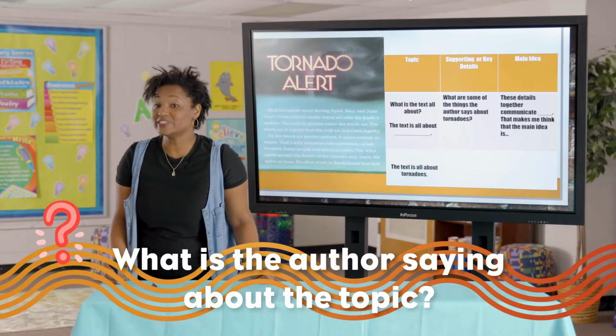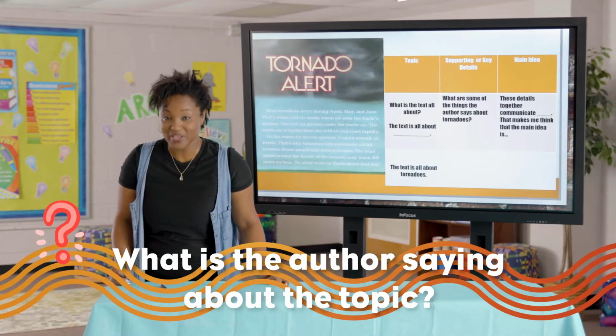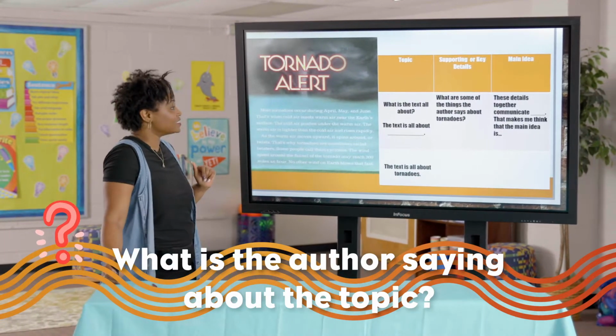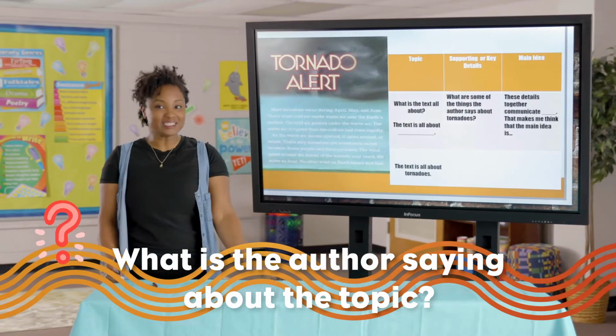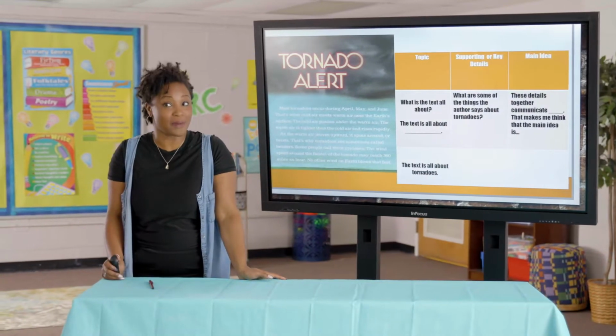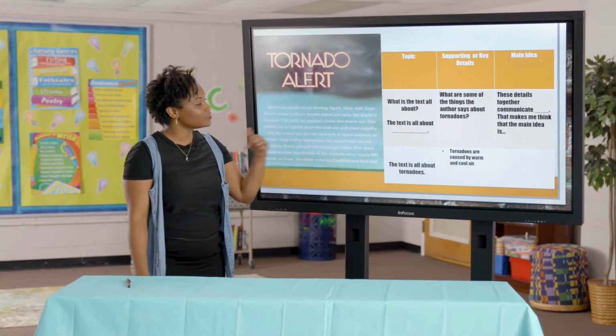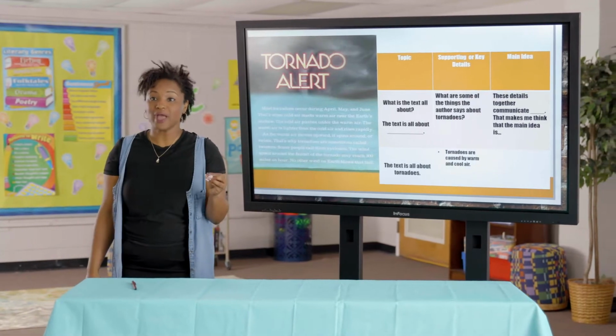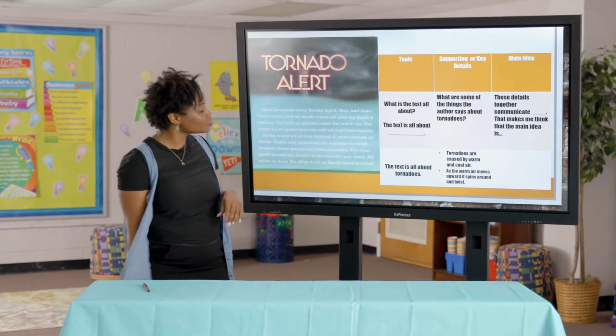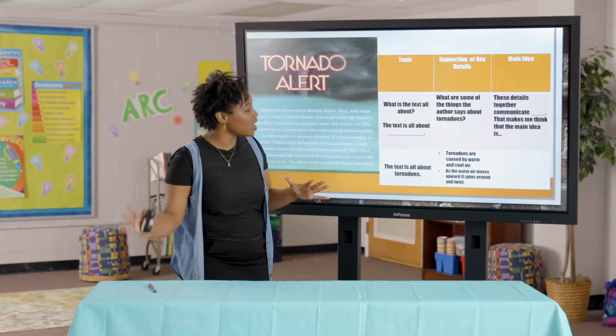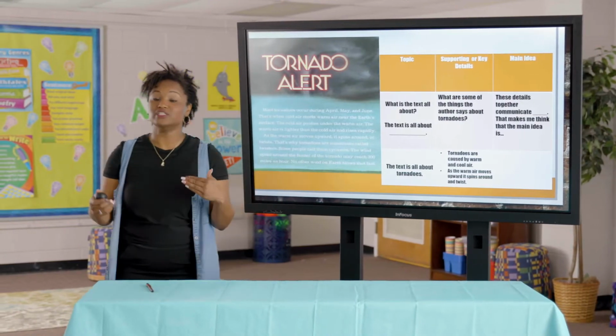What is the author saying about our topic? Take a second to zoom into the text and see if you can pinpoint some key details that our author shares about our topic. All right, how'd you do? Let's see if we got the same thing. So, I said that tornadoes are caused by warm and cool air, and I also shared that as the warm air moves upward, it spins around and twists.